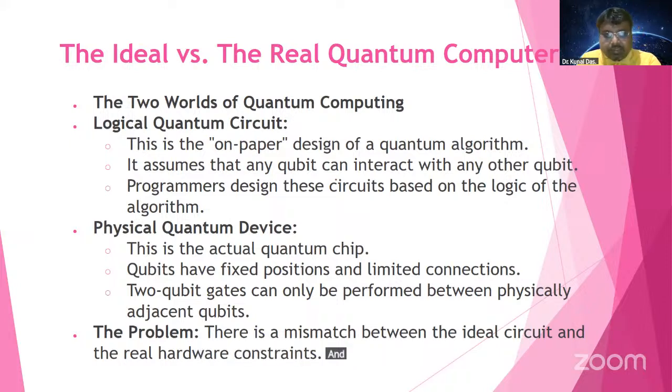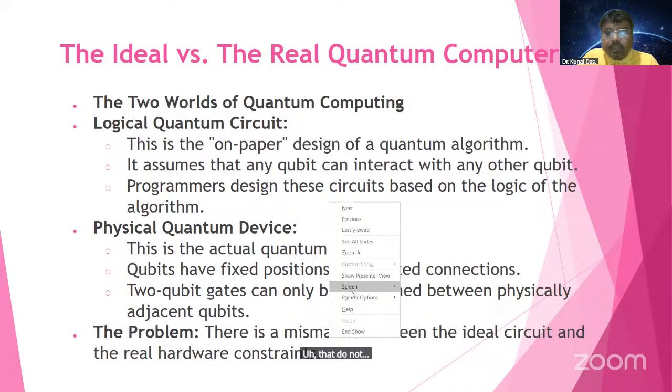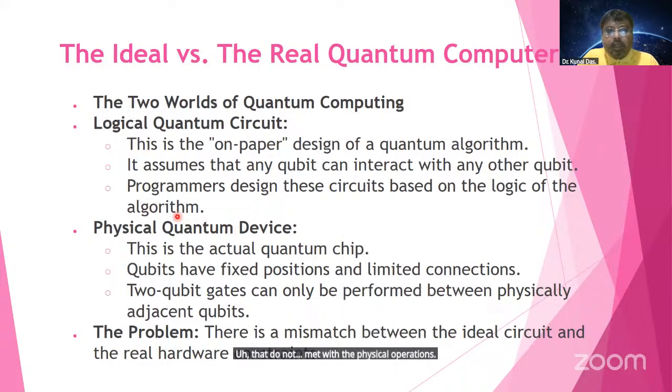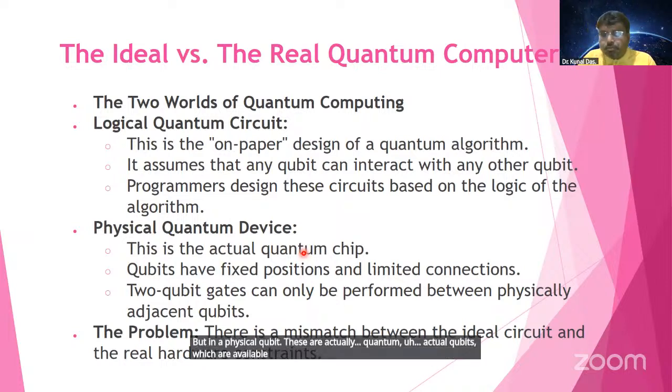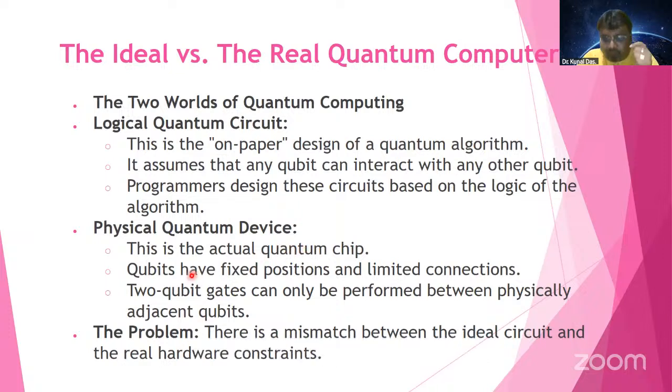In that case, what happened? The programmer designs circuits that do not match the physical operations in the algorithm. But physical qubits are actual quantum qubits available in a quantum chip. Qubits have fixed positions and limited connections. What is the effect of limited connections? It is the connectivity that is predefined.